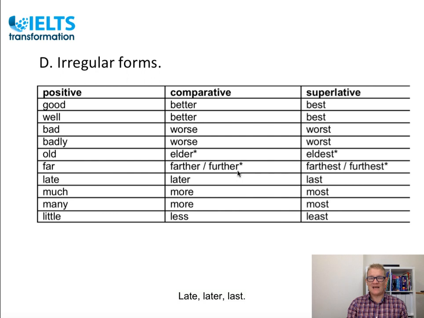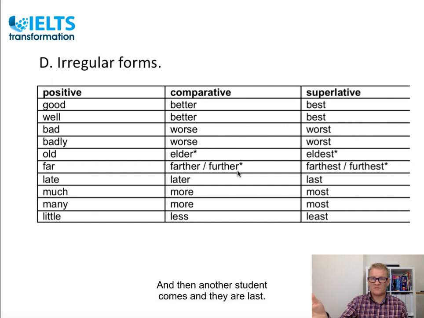Late, later, last, not latest. So a student comes on time, good. Another student comes later, so later than the one before. And then another student comes and they are last. There's three students, they're last. Not latest. Latest means the most new. For example, I have the latest iPhone. I have the latest motorbike, which is true.